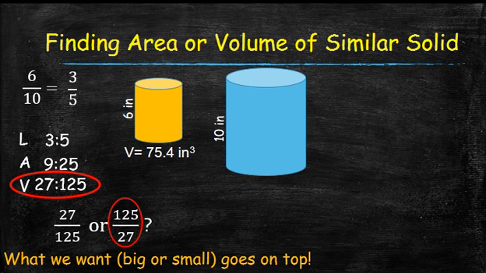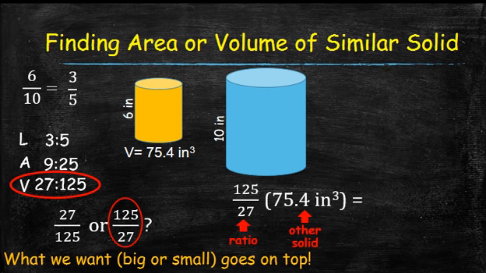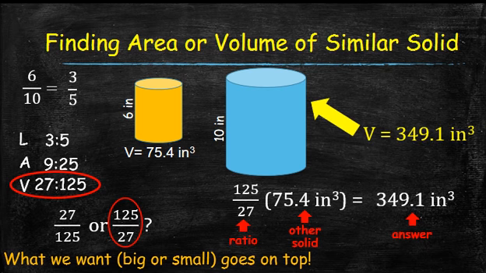So I'm going to take my ratio with my biggest number on top, since I need the biggest volume, and I'm going to multiply that by the volume of the other solid. So my ratio, 125 over 27, times my other volume, 75.4 inches cubed, and that gets me my answer. So my volume of my larger cylinder is 349.1 inches cubed.